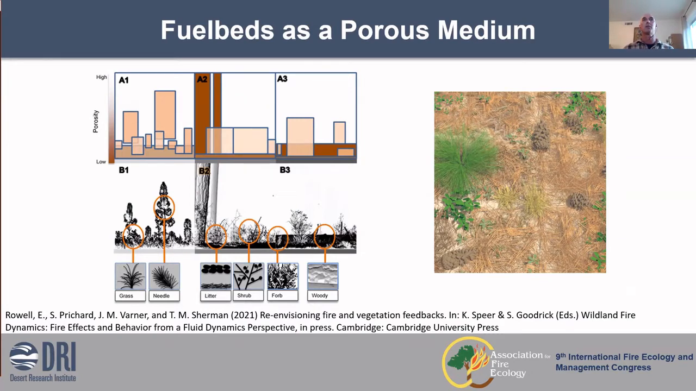In the fire behavior modeling realm, oftentimes they'll treat it as plates and cylinders, with needle cast being a cylinder, and it has different surface area to volume ratios or packing ratios that carry fire differently. And so these are the kinds of things that we ask ourselves and start looking at as we go forth and try to look at how we can characterize fuels.